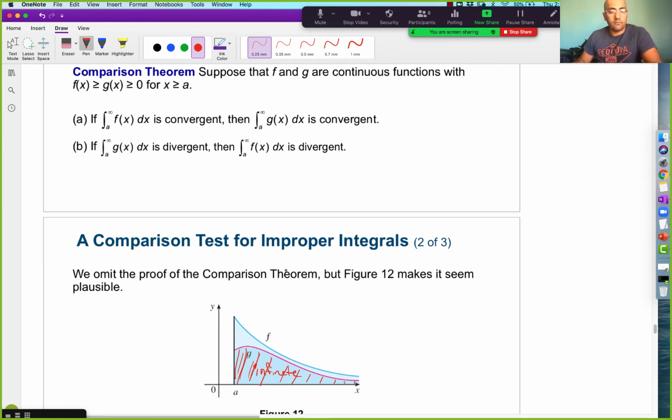Good? Good. And then the opposite of that is, given the same situation, come on. Okay, it's not letting me do that. Oh, there we go.